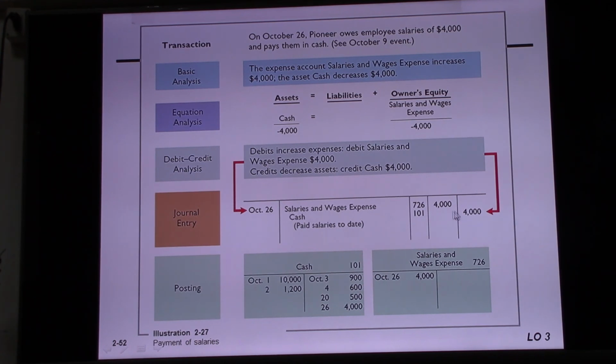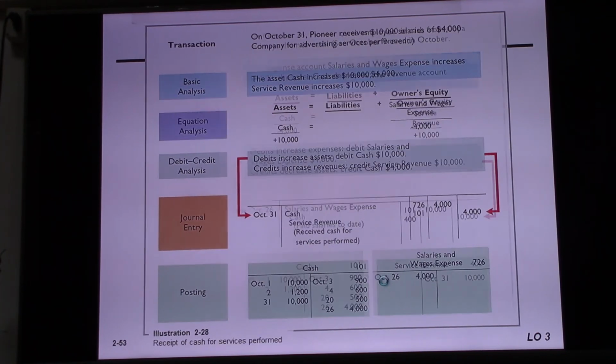Here our cash is written in the credit side. It will be transferred to the credit side of the T account by the same value. Salaries and wages payable is written in the debit side, so it will be transferred to the T account of salaries and wages payable by the same value of $4,000.